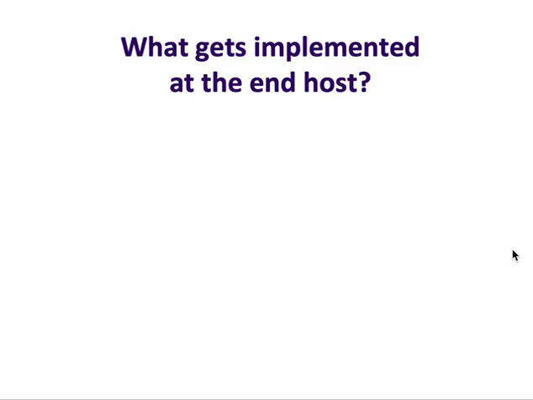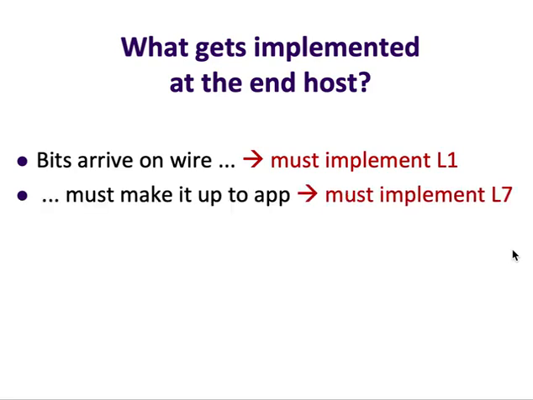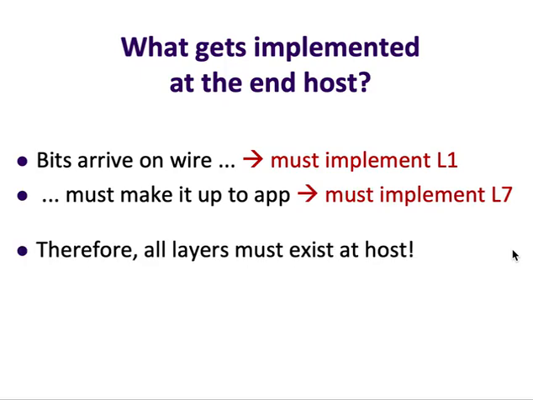Right? If I stick an Ethernet cable into my laptop, I expect my laptop to be able to actually send data over that Ethernet link, which means it must know how to put bits on the wire. And so bits arrive on the wire at your laptop or at your phone, which means you have to implement L1. And we also know we're running applications at the end host, so we know we're running L7. We have a strictly layered architecture. This means you have to implement all layers at the end host, all the way from picking bits up off the wire to handing it to an application. So all layers run at the end host.